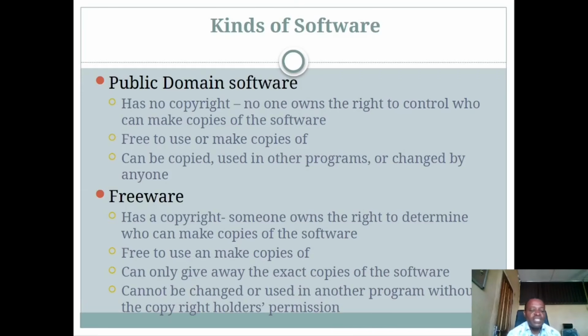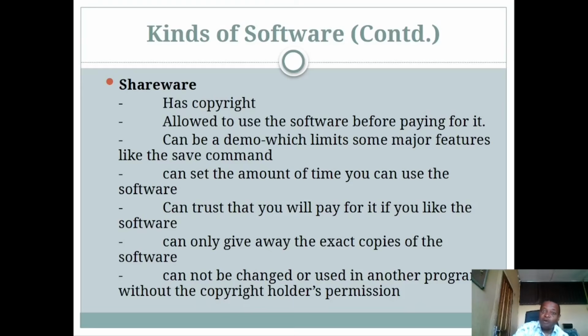To recap and bring this lesson to an end, we're looking at kinds of software where we consider public domain software which has no copyright. No one holds the right to control or make copies of the software. Next one is freeware, has a copyright, but someone owns the right to determine who makes copies of the software. You talk about shareware, has copyright, and you can be allowed to use the software before paying for it.